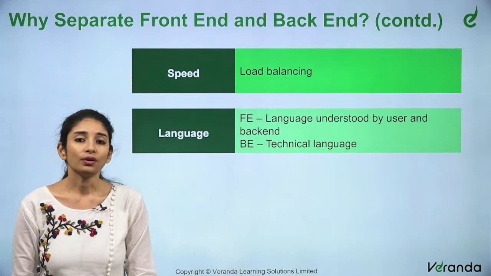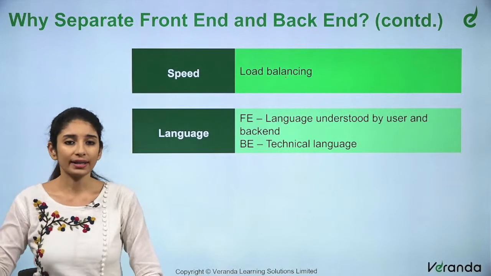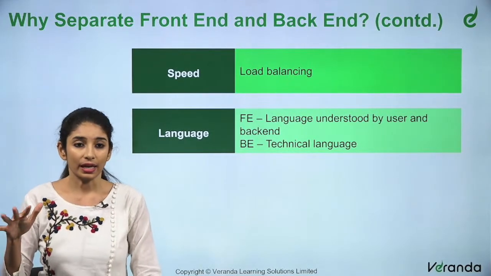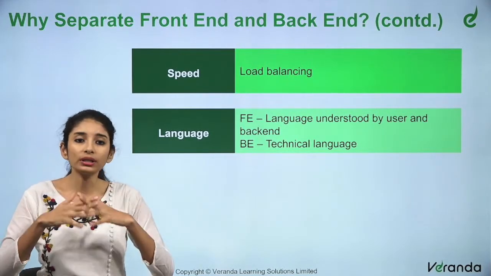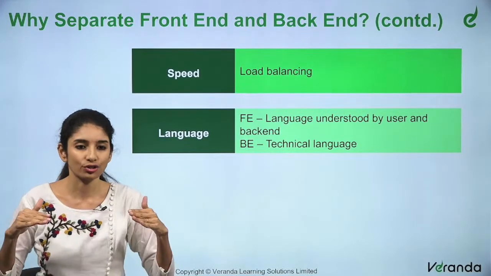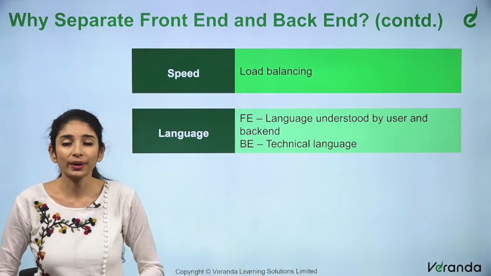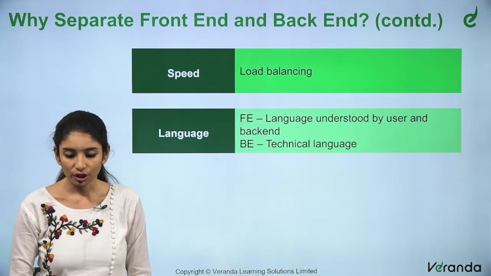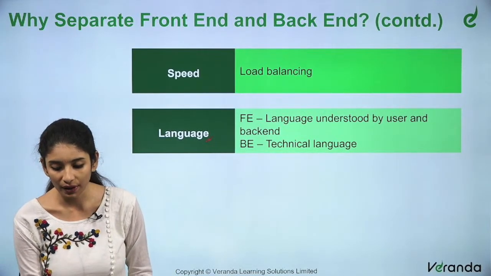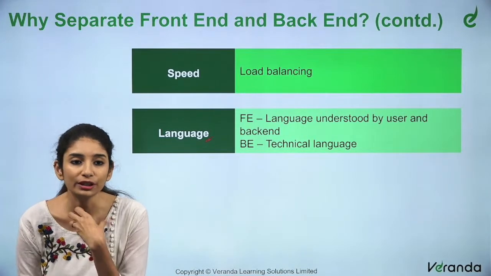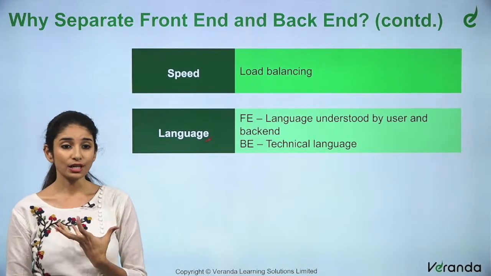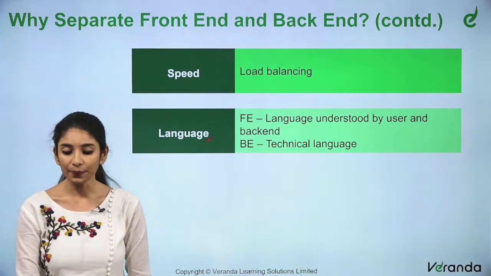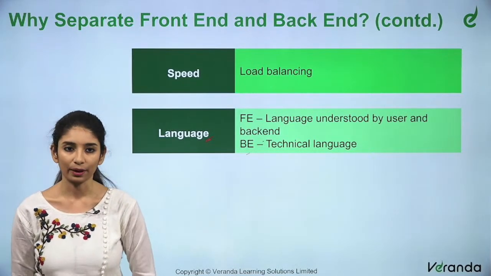Now speed, we definitely need a separate front end and back end for load balancing. If the front end had to do all the work of a software, it would crash. It wouldn't be so fast. So we need a separate front end and back end for load balancing. Language. Now what is the language spoken by the front end? The language that is understood by the user, because it is meant to be built for the user. And the language of the back end is a technical language.